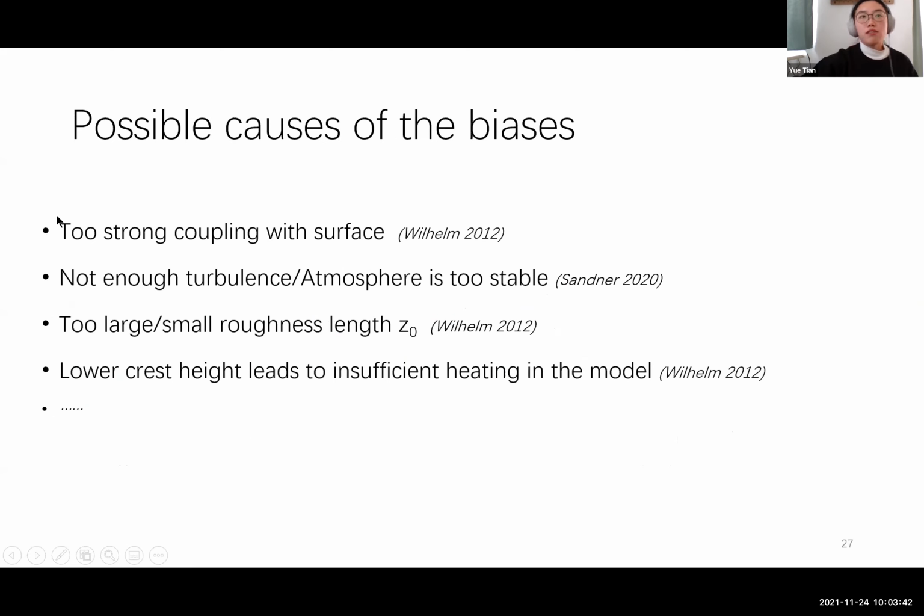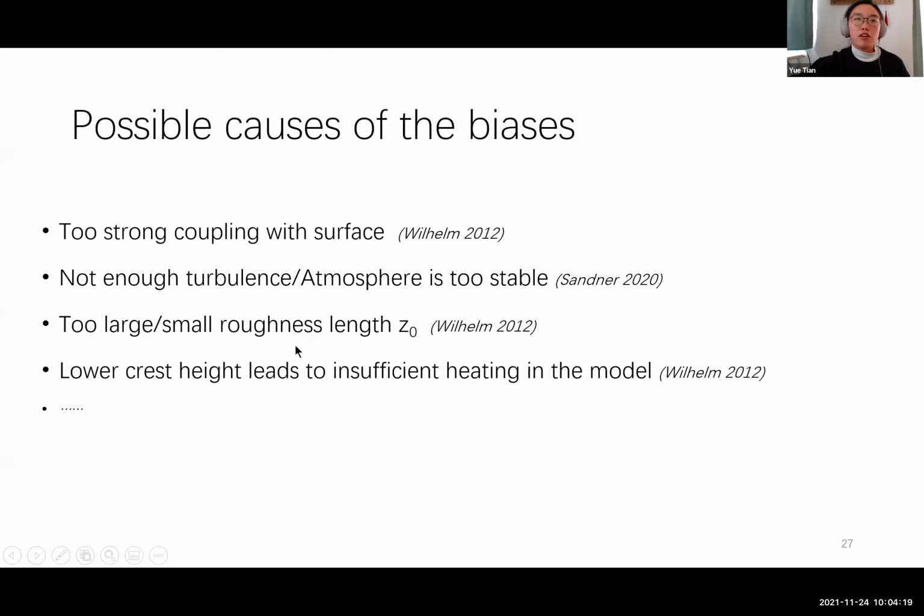Okay, so there are several possible causes proposed in previous studies about this cold bias. For example, in the valley, the atmosphere is coupled too strongly with the cold soil in the model. Or there is not enough turbulence in the foehn valley, or the atmosphere is too stable to mix up the atmosphere.